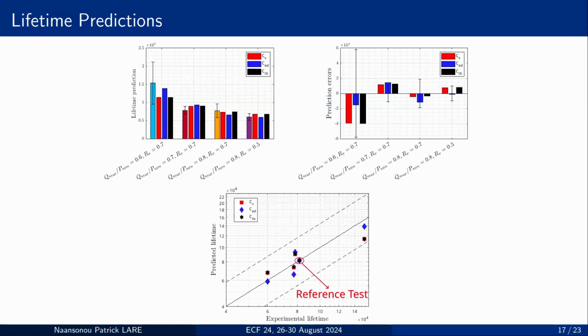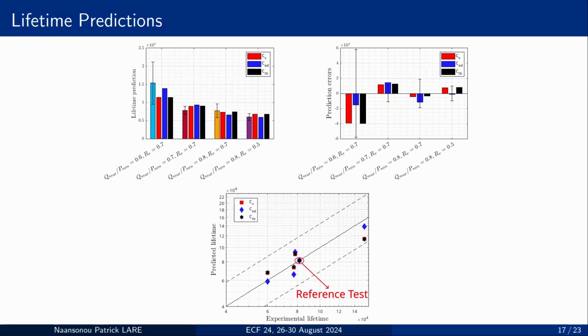By using the non-local crack initiation criteria, I can predict the lifetimes using the volumetric criterion CV, the dissipated energy criterion CED, and the tribological criterion in black, CTD. I can compare them to the lifetime obtained from experimental tests. When we look at the gaps between the real values and the predicted values, we can see that we are below the uncertainty of the experimental data.